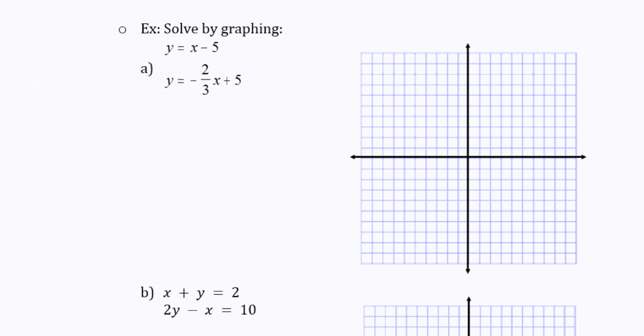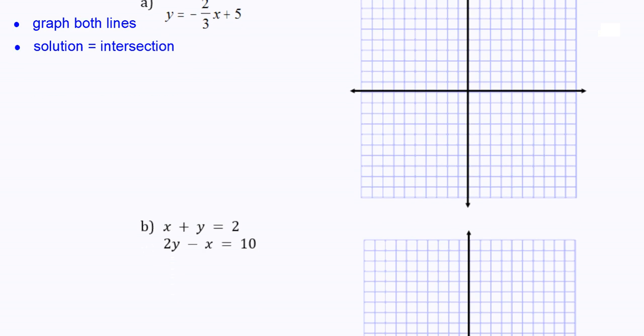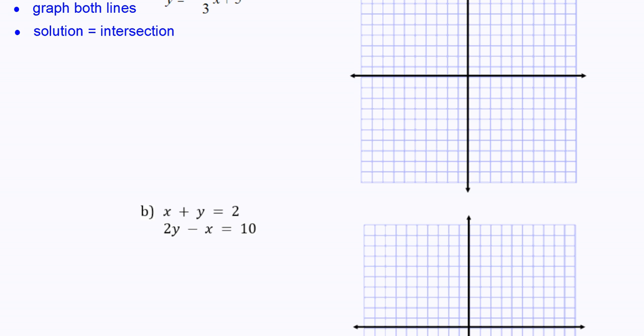Okay, so solve by graphing, really nice and straightforward. Just graph both lines, and then wherever they intersect, that's going to be my solution. So I'm going to start by doing example B down here. So I have x plus y is equal to 2, and then 2y minus x is equal to 10. To solve these, I need to graph them, and to graph them, I'm going to need to put them into slope-intercept form.